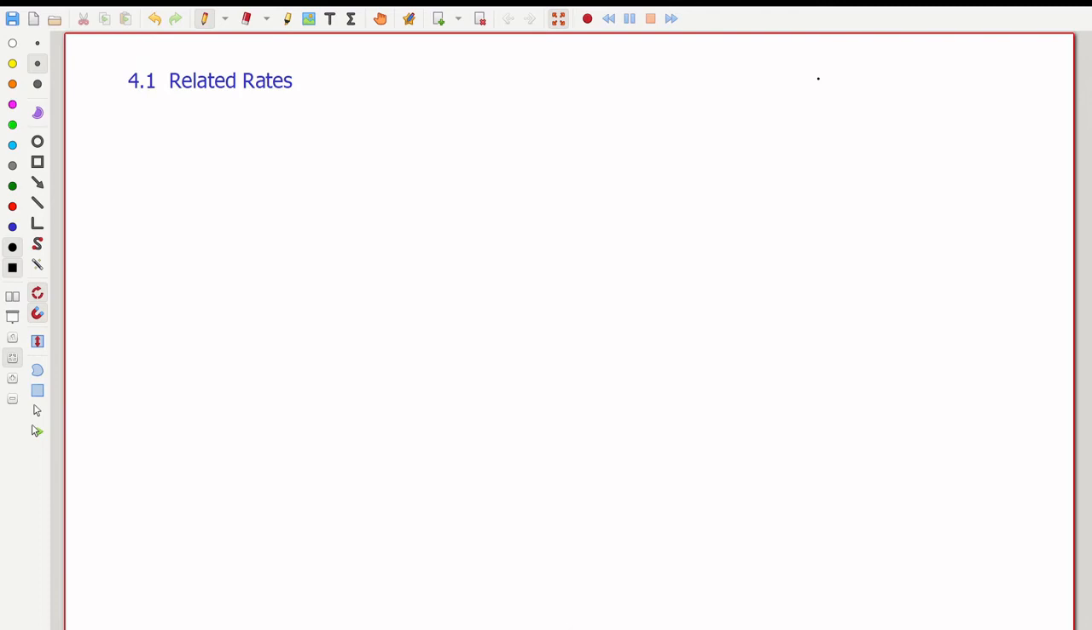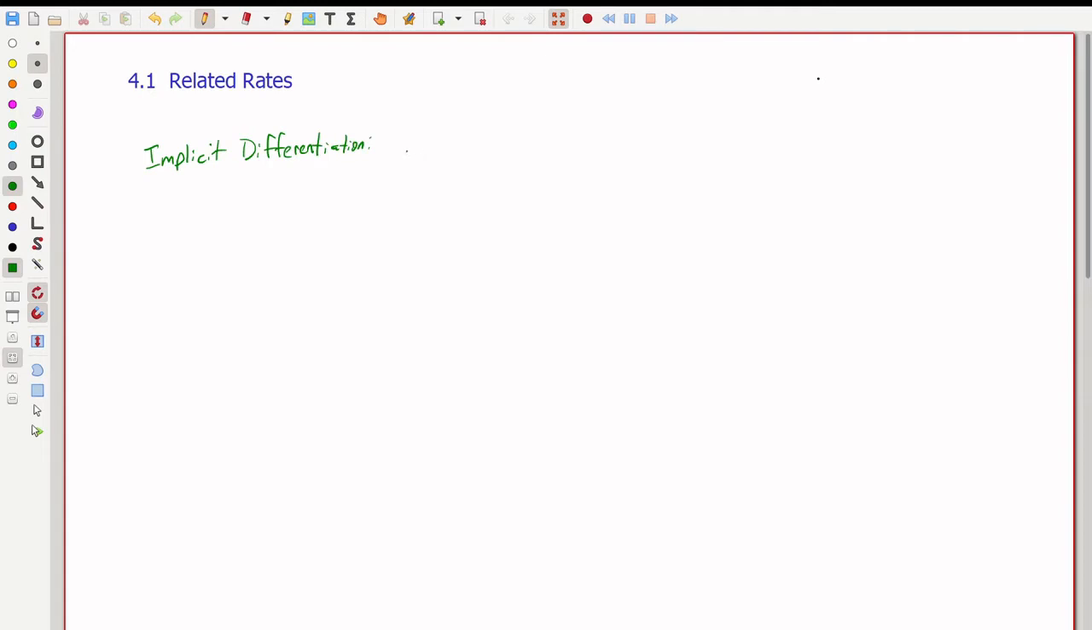Section 4.1 is titled Related Rates, and hopefully really soon we'll be able to figure out exactly what that is. One of the key things that we need to do in this section, though, is remember how to do implicit differentiation. So let's do a quick review of implicit differentiation.